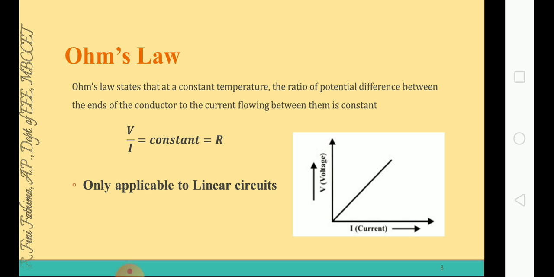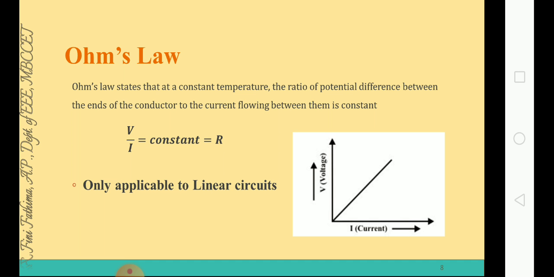From this law, we can say that the ratio of the voltage across the conductor, or the voltage between the terminals of a component, to the current flowing through the component is always a constant. That is, V by I is a constant, and we can replace this constant with the resistance term R. So, we can say V is equal to IR.